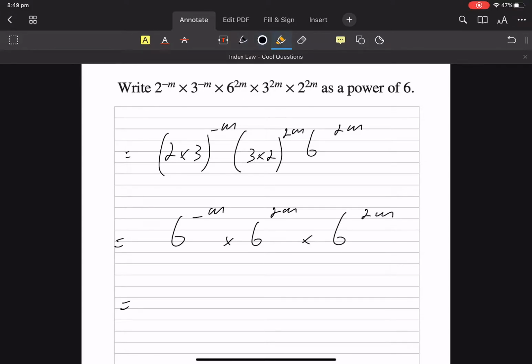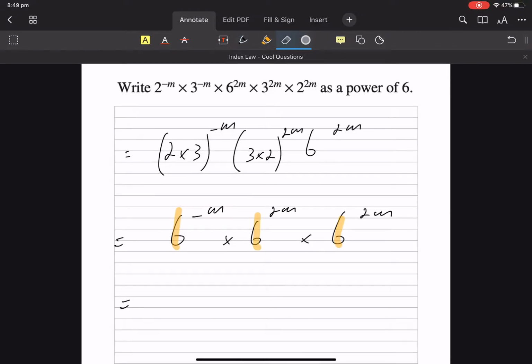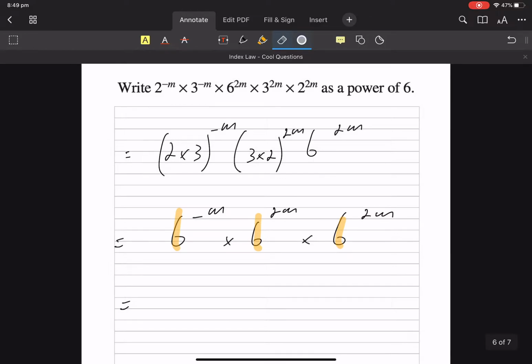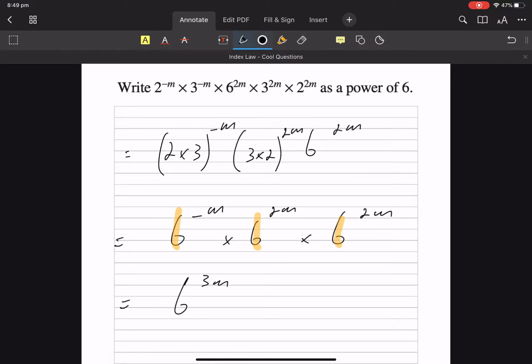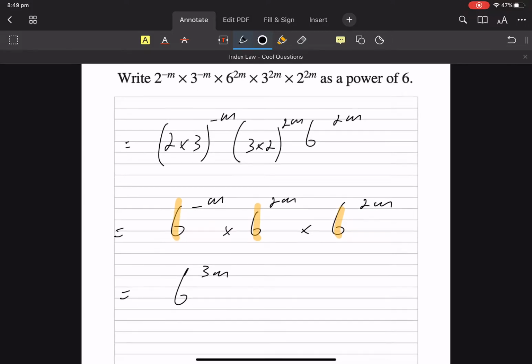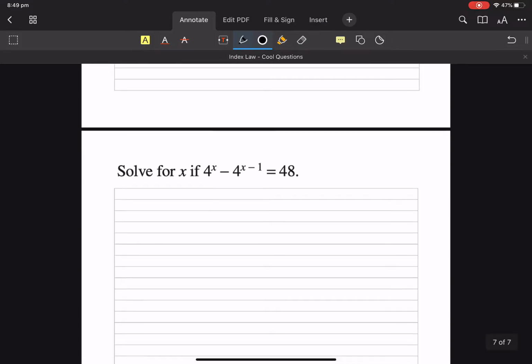I've got like bases of 6 now. So it's minus m plus 2m, which is 6 to the 3m. Easy, simple, but challenging all at the same time.